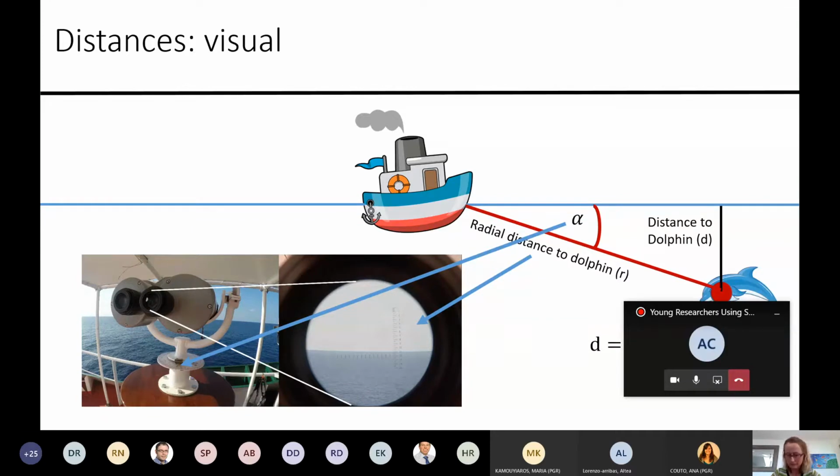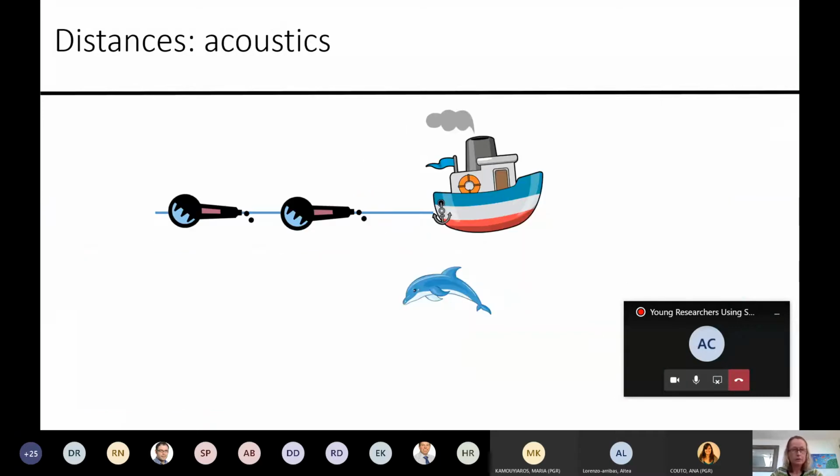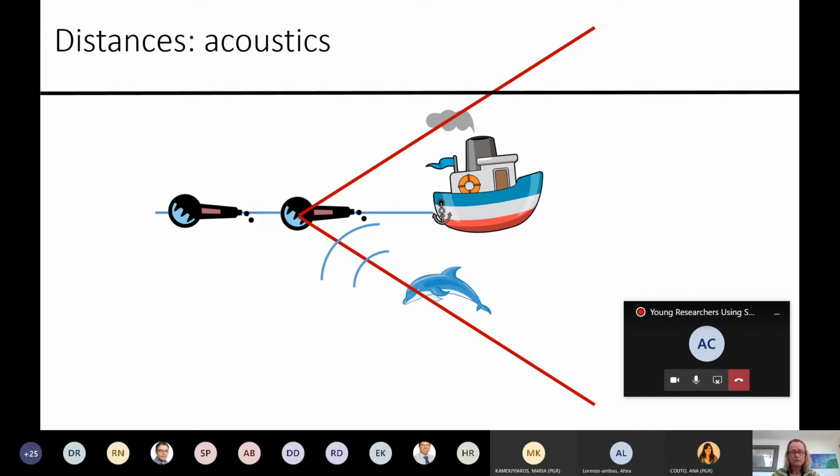And then under the black box, you would see the trigonometric function, how you convert the radial distance and the angle into a perpendicular distance. So how do you get your distances using acoustics? Imagine the ship is moving along the line and the dolphin makes a sound. And using the time difference of arrival of the sound between the two hydrophones, you can get an angle from the hydrophone to the dolphin. You don't know left or right, but for distance sampling, that doesn't matter.